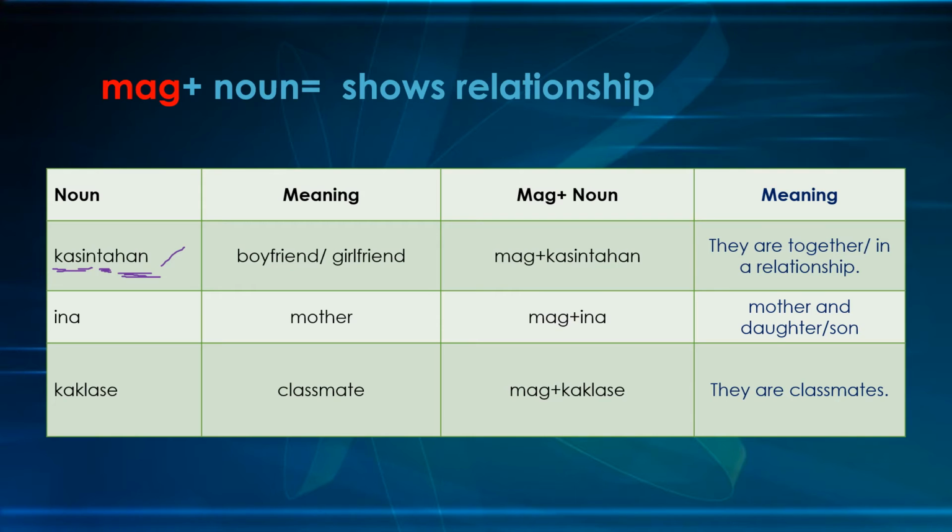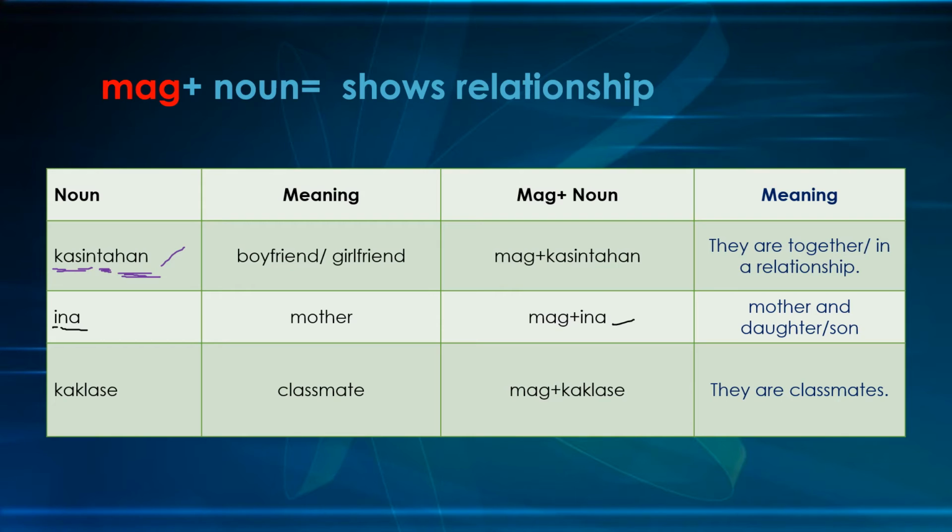The next word is ina. It is pronounced like ina. It means mother. Mag-ina. It means mother and daughter or mother and son.